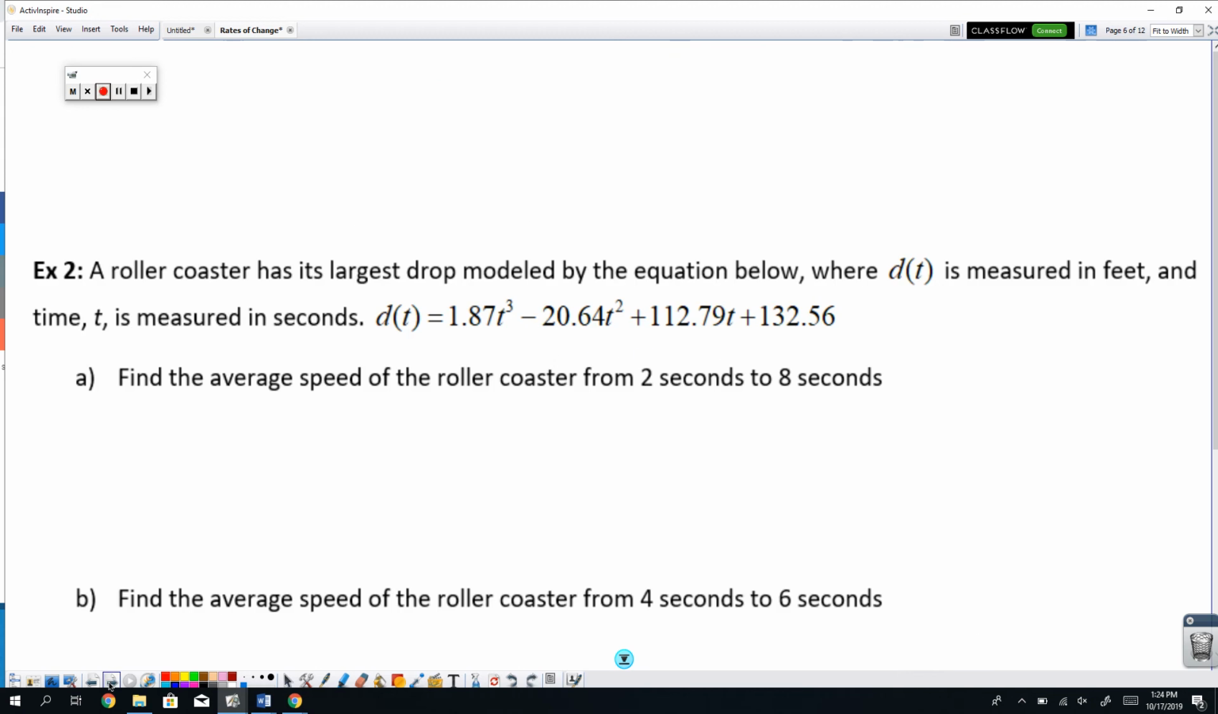Now for the next one, it says a roller coaster has its largest drop modeled by the equation below, where d of t is measured in feet, time t is measured in seconds, and it gives us an equation. It says find the average speed of the roller coaster from 2 to 8. So this should be the exact same thing. The only frustration is that you have to go through and plug in the numbers. But if you use Desmos, I'll teach you how to use a table in Desmos. So give me just 1 second.